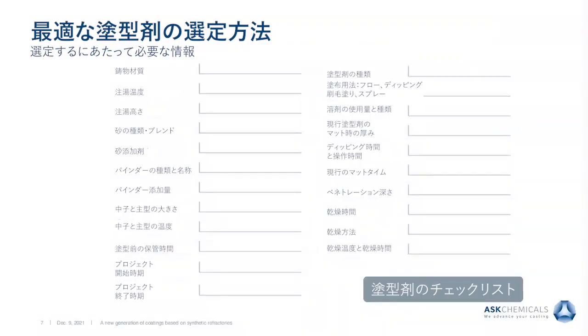To select the right coating, we need some basic information. So it means we need to have a good exchange of information between you as the applicant and us as the supplier of the coating. At least we need some information about the sand, about the binder, about the metal, and how you apply the coating. If we do that, then we can make the best selection for you. And these kinds of checklists are available on our homepage.